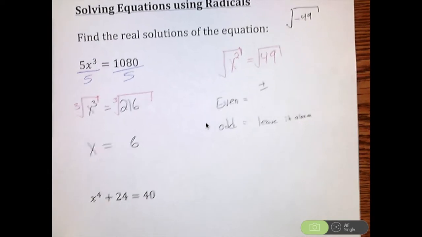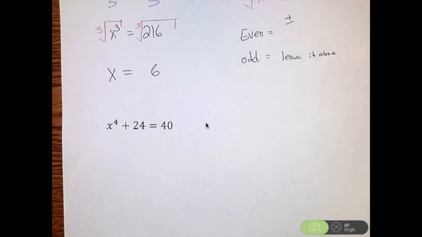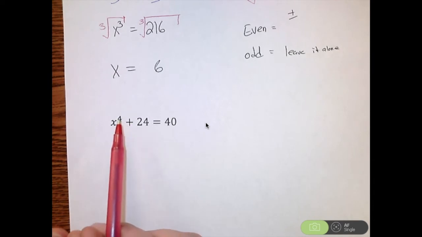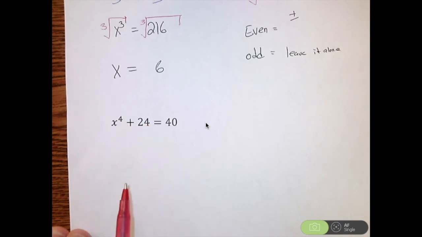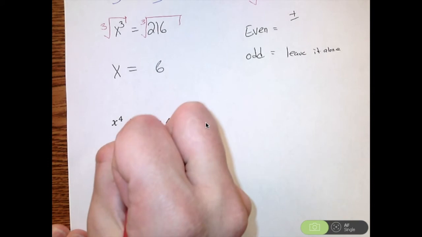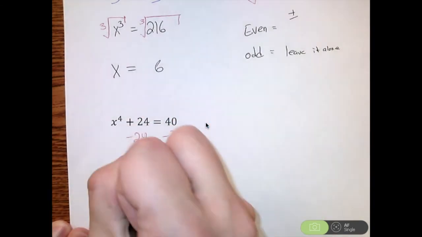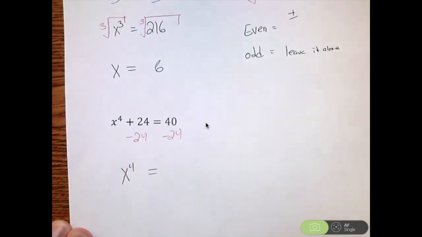So our next one, we have x to the fourth plus 24 equals 40. So the first thing we'd like to do is get x all by itself. So you've got to think, do we get rid of the exponent of 4 or get rid of the 24? Well, I'm going to get rid of the 24 first by subtracting 24 from both sides. So I get x to the 4th equals 16.